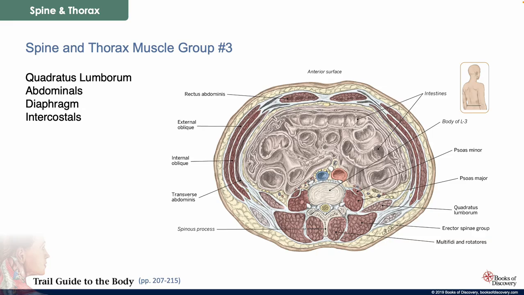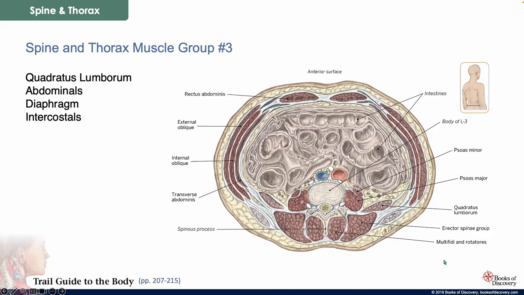All right, so we're cutting this person in half, and this is the image we're looking at. So on the top is the anterior surface, so belly button is towards the top. The back is the booty. And here is the vertebrae, and then here's all your intestines. So that's what we're looking at here.